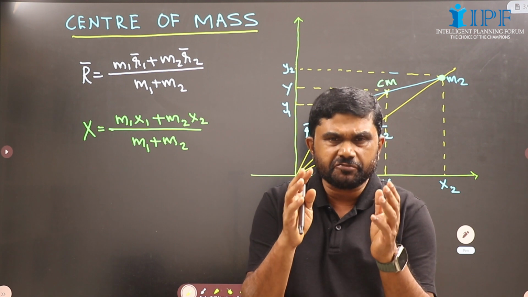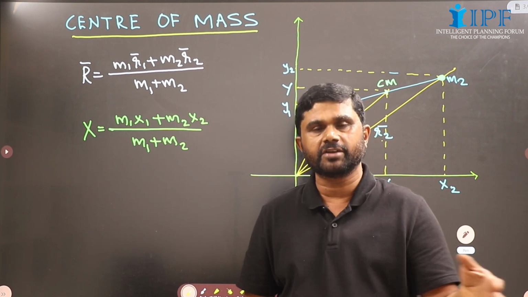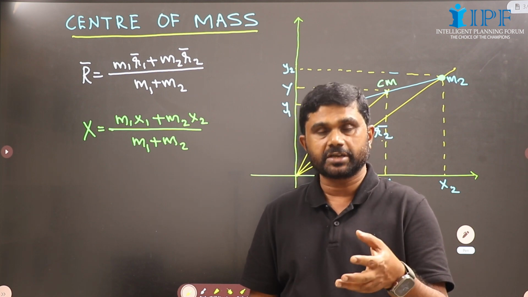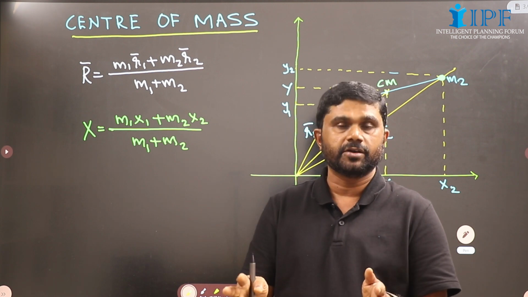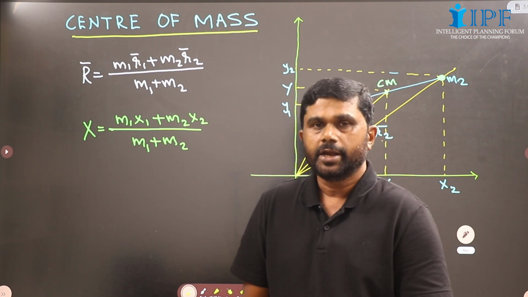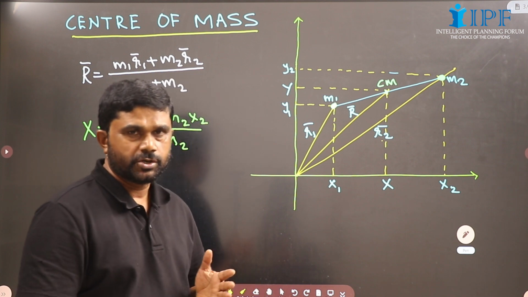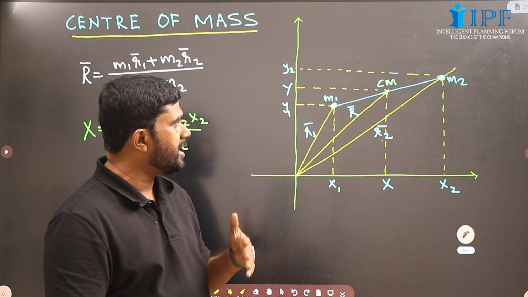The simplest form of the system is a two-particle system. So, we will derive some formulae for a two-particle system. What is true for a two-particle system can be applied to any system with any number of particles. Now let us consider a simple system with two particles of masses m1 and m2, with position vectors r1 and r2.